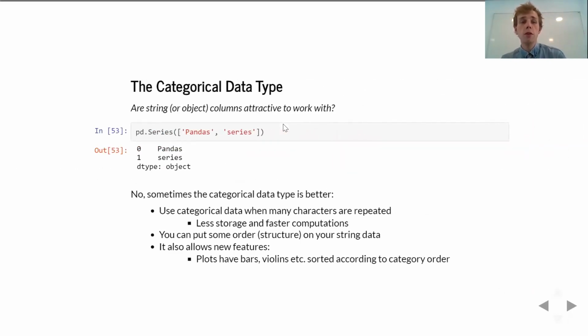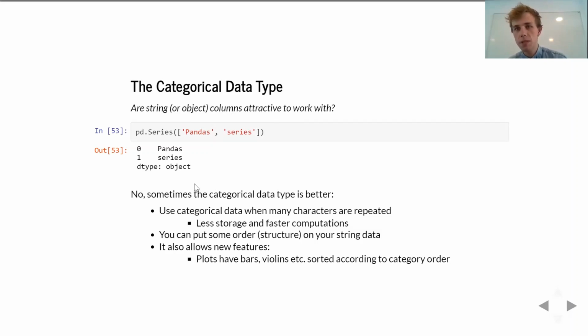Okay, so we may first ask, are string columns attractive to work with? The reason why I write object here is that when we have a Pandas series with strings, Pandas calls the data type object and not strings. But are these attractive to work with?